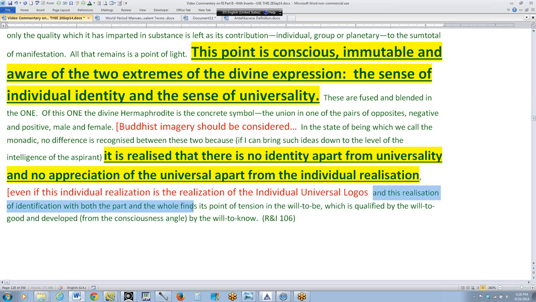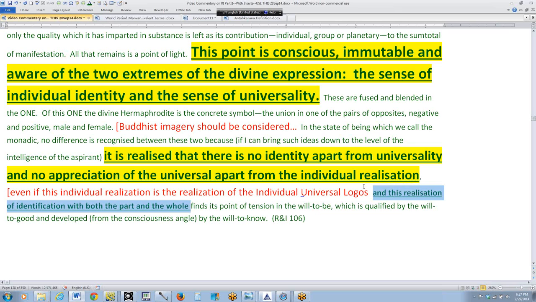This is just gold here, finds its point of tension in the will to be, which is qualified by the will to good and developed from the consciousness angle by the will to know. So what does it do? It finds its point of tension. That's the key. In other words, it is achieved when the will to be works through the will to good, which takes into consideration the relationships of all the factors. And these relationships are learned about and realized by the gradual use of the will to know.